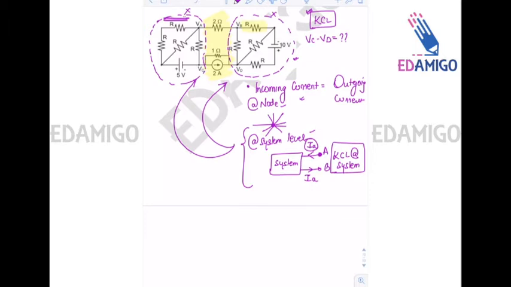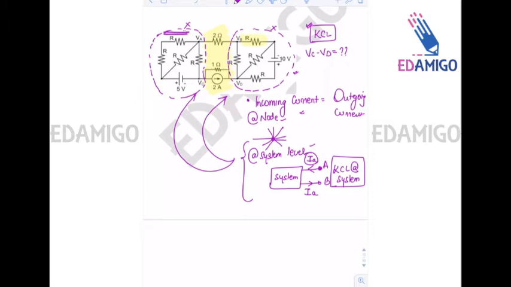So this concept is being applied in this question. For example, this is your node B, this is your node D, this is your node A, this is your node C. Any current that enters this portion of the system, that is, the right part of the circuit, the same current has to leave this portion through terminal B. Same is the case with A and C also. So let me do it separately.